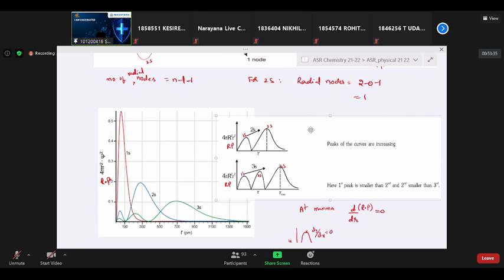Right? So over the two graphs, yes or no? As you are moving from 1s to 2s to 3s, the peak, meaning the probability, is gradually increasing and the distance is also increasing, both. So 1s, 2s, 3s, if you represent them in the same graph, I gave that as the left diagram.